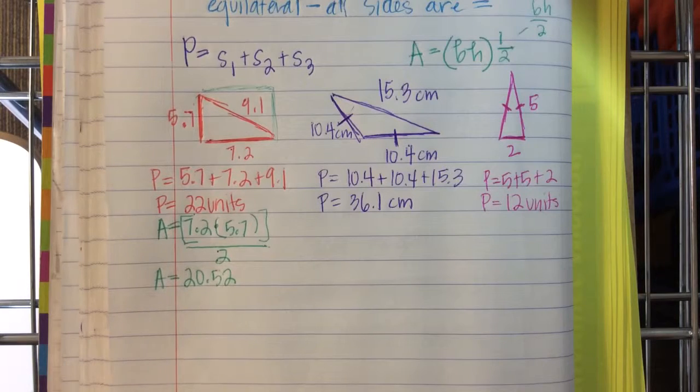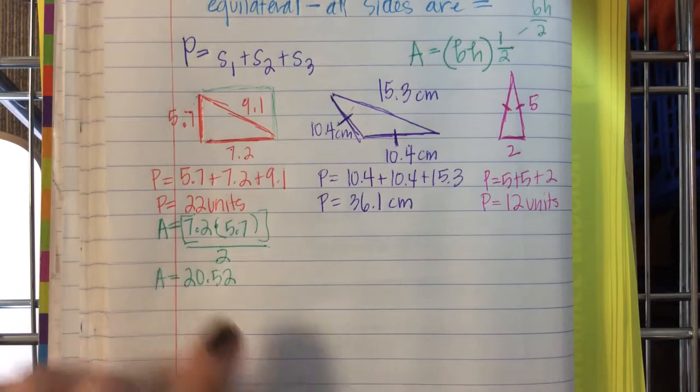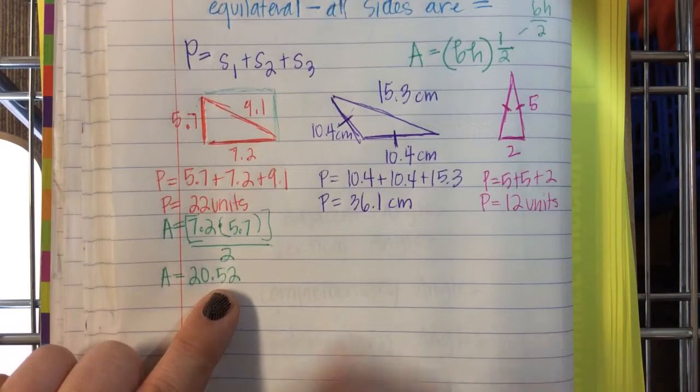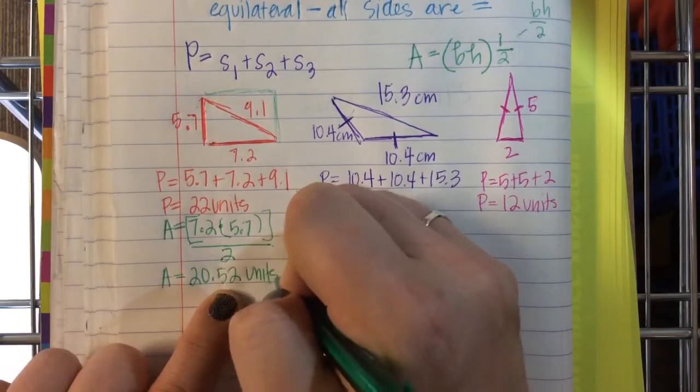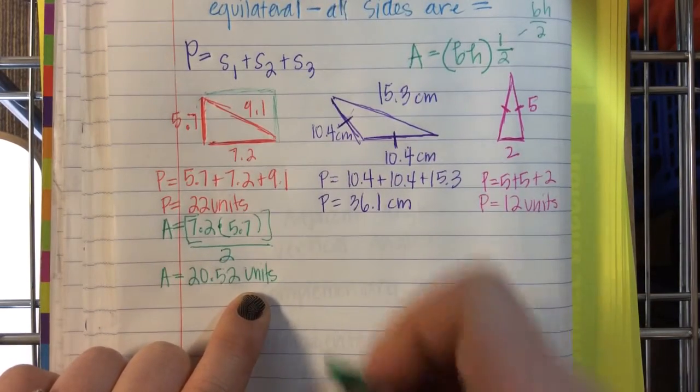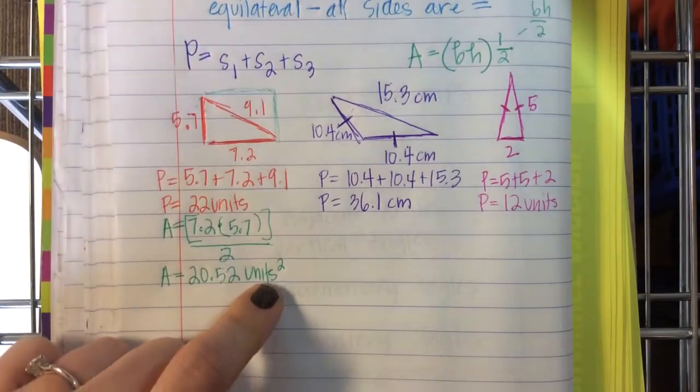5.7 times 7.2 divided by 2. 25.52. Is that my answer? Yeah. Units. What? Squared, because area is squared.